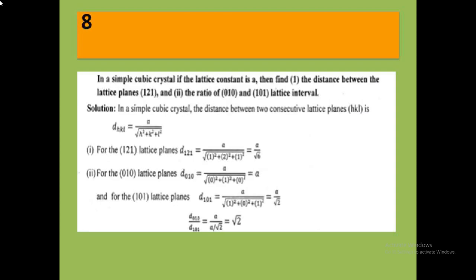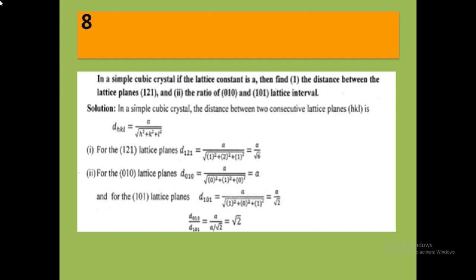In a simple cubic crystal, if the lattice constant is a, then find first the distance between the lattice planes 1 2 1 and the ratio of 0 1 0 and 1 0 1 lattice interval. In a simple cubic crystal solution, we are going to find the distance between two consecutive lattice planes. hkl is, we already know, d hkl is equal to a upon under root h square plus k square plus l square. Now we are going to find for 1 2 1 lattice plane.